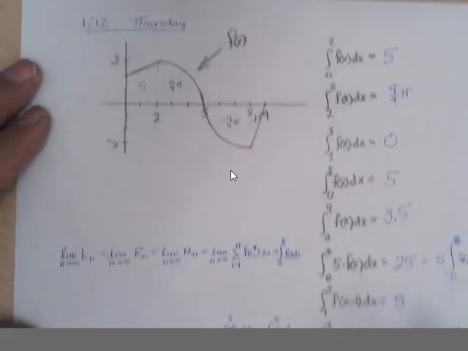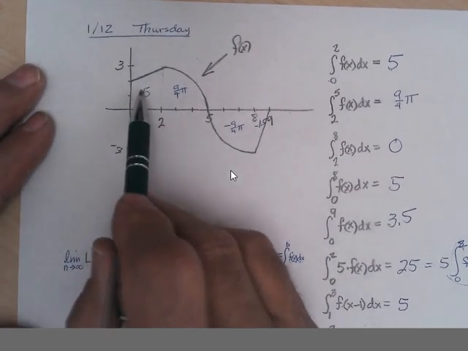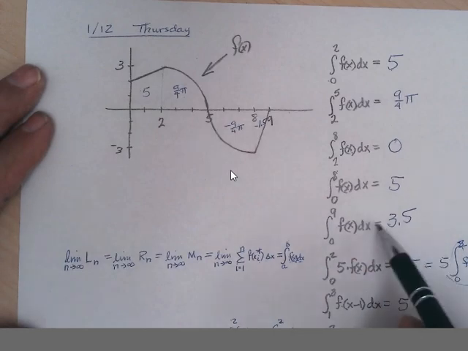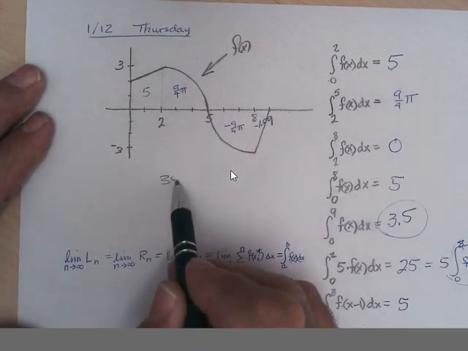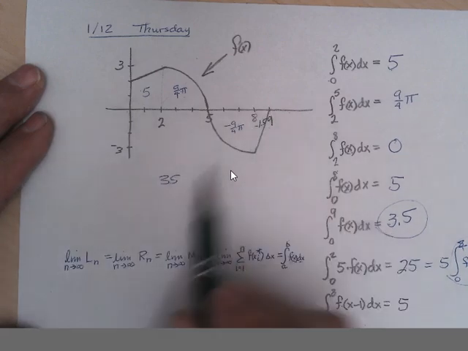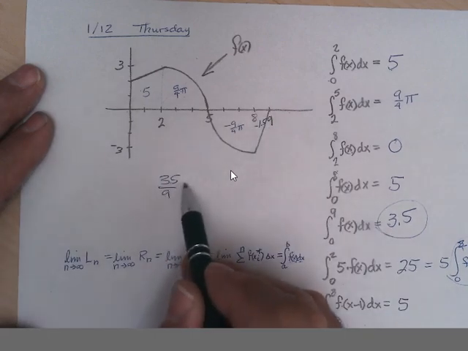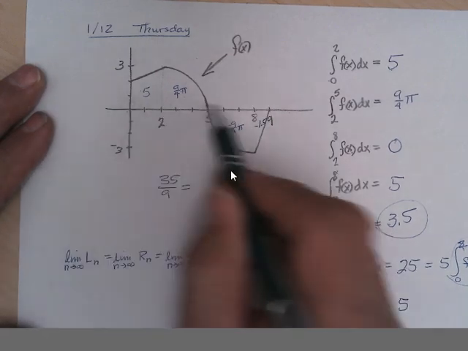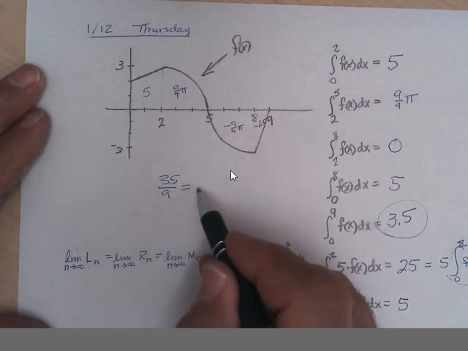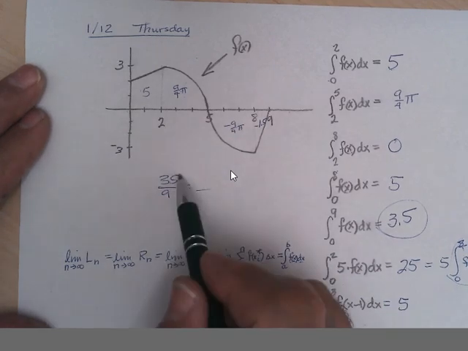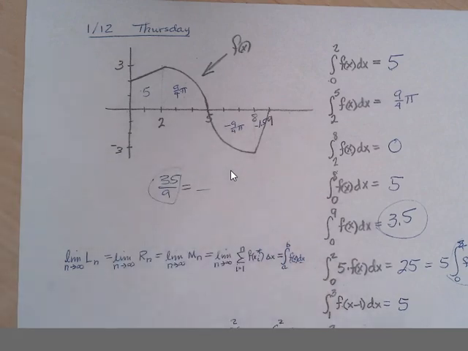So, just like I said, we found the total area, which was 3.5, and spread it out evenly over 9 units, so divided by 9 to find out how high it has to be. Well, that's a little more than 1/3, some decimal value, but that's the average value.